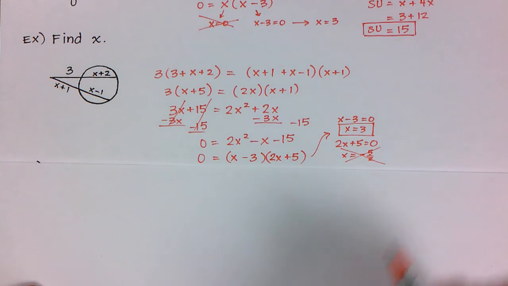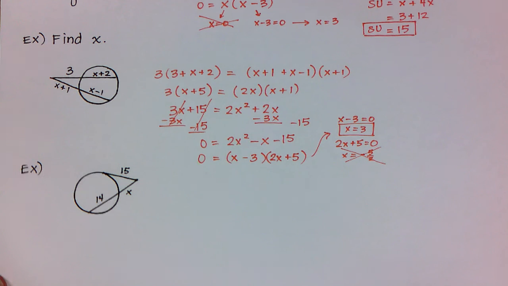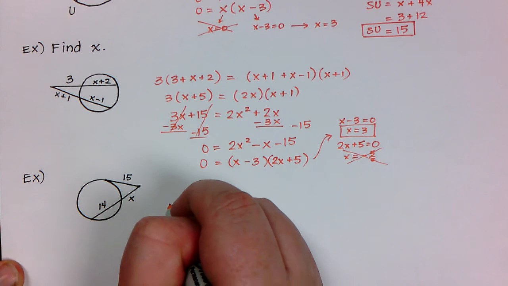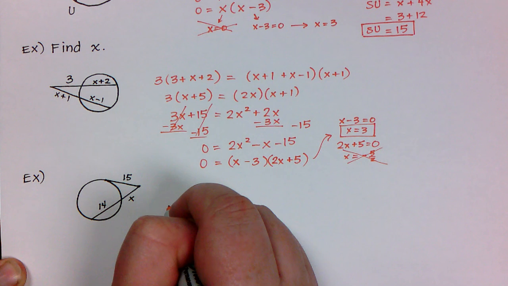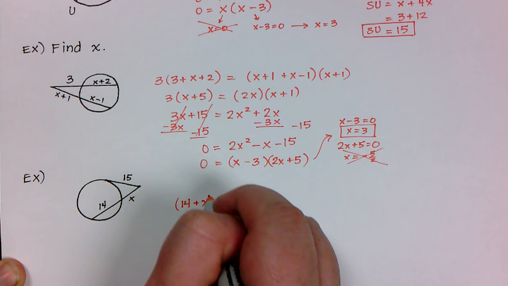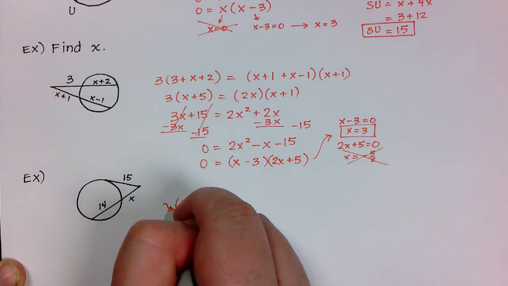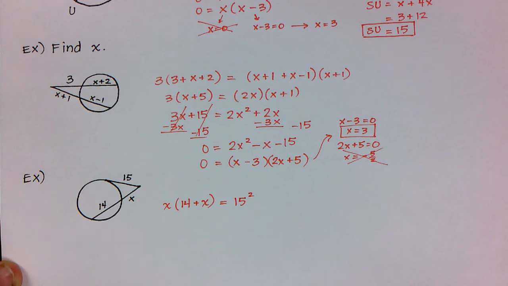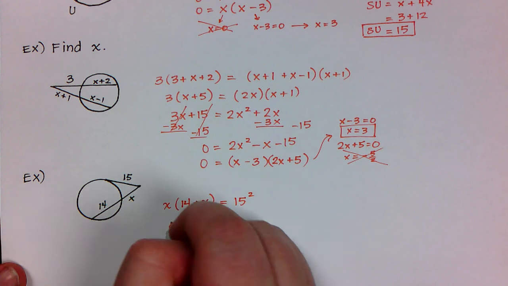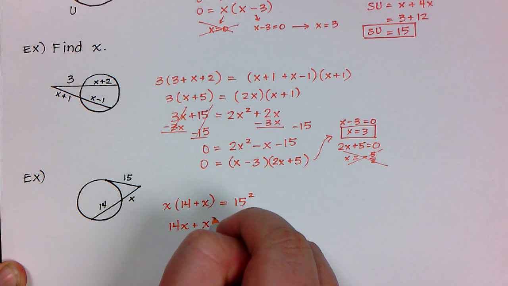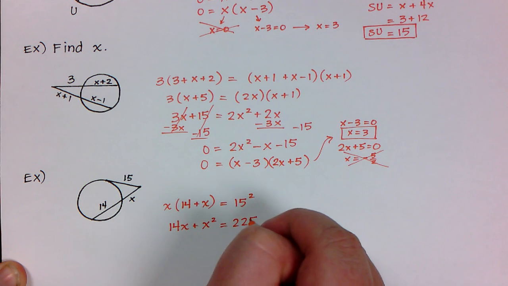Okay, one more example and then we're done. This time I also want you to find x. It has a tangent and a secant. So what we learned here is that if I multiply the entire length of the secant times only the external part, that that is going to be equivalent to squaring the tangent. So let's do some distributive property. This is 14x plus x squared equals 225.